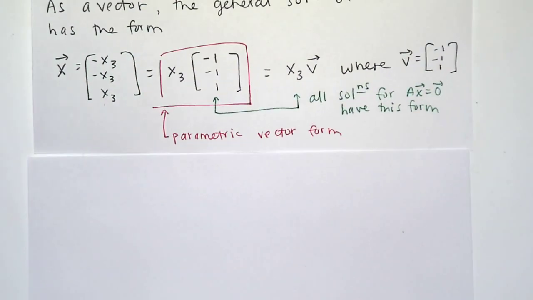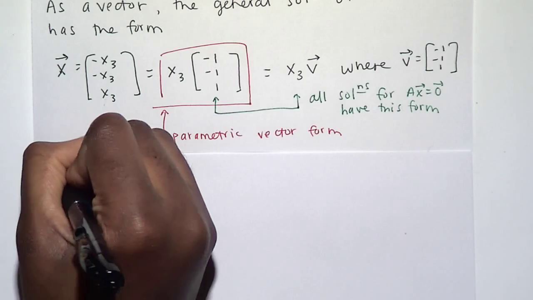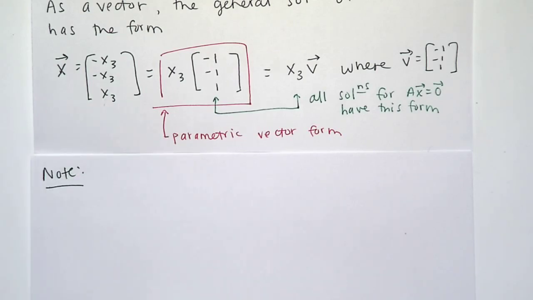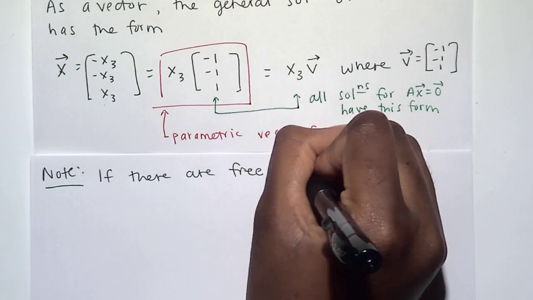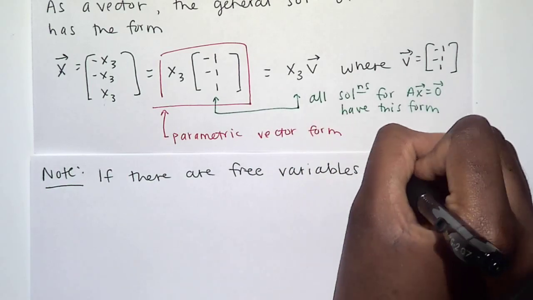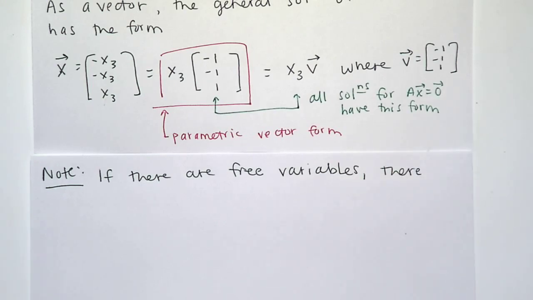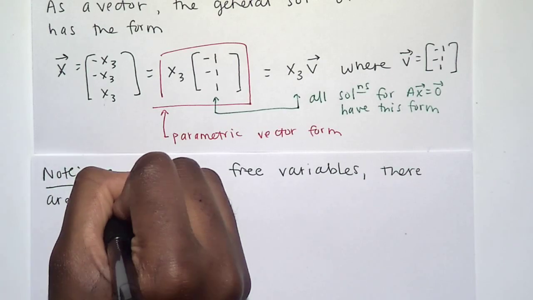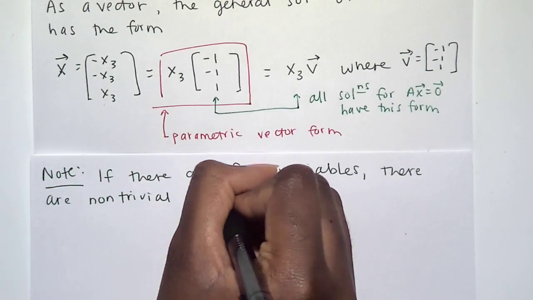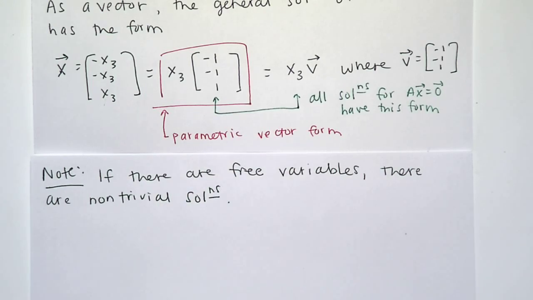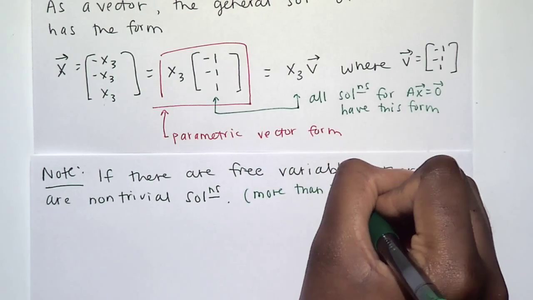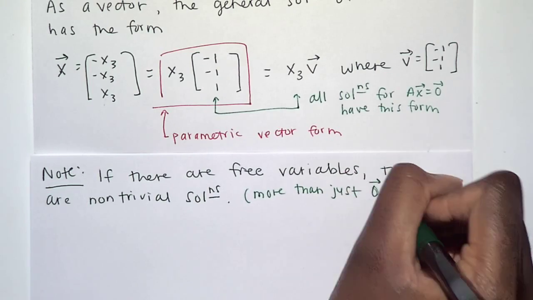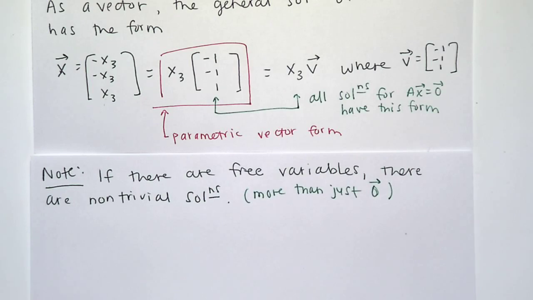So let's put a little note here. If there are free variables, that means there are non-trivial solutions, which means we're going to have more solutions than just the 0 vector. So this is actually a really important note for the future of our course. Okay, so back to this problem that we were working on.